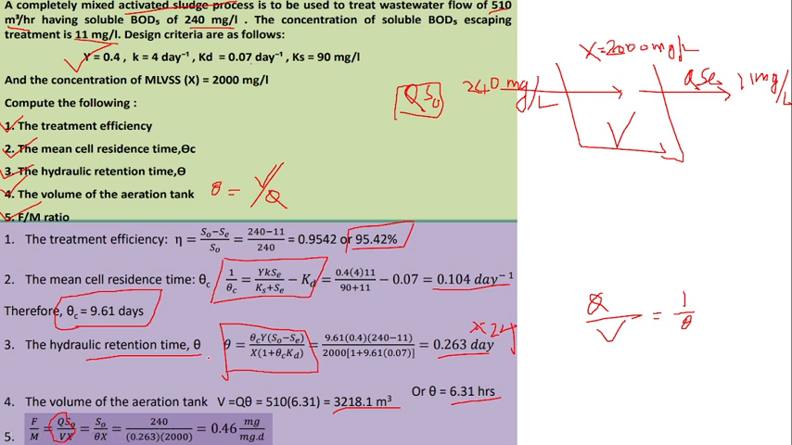Right. So now we know the value of theta, 0.263, and S naught is 240 mg per liter, given in the question, and X value is 2000 mg per liter. Let's substitute all the known values. We will obtain 0.46 mg per mg day. This is the food to microorganism ratio. This is how we are solving the activated sludge process based problems.